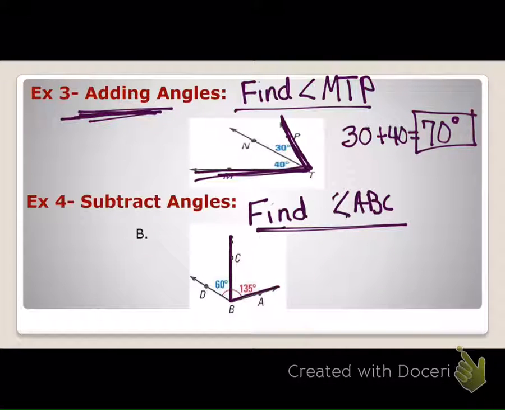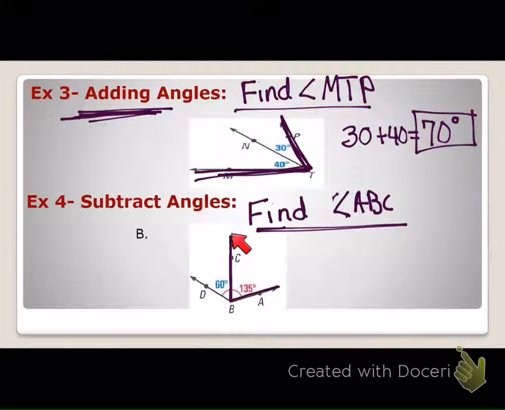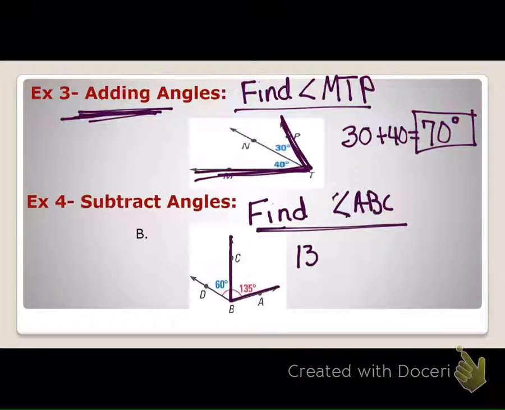Now, would it make sense to add these two angles together? No, because then you would get 195 degrees. That wouldn't make any sense, right? Because it's a huge number. But would it make sense to subtract if we're looking for a smaller angle? Yes. So what do you think I'm going to subtract? 135 minus 60. You get 75. 75 what? Degrees.